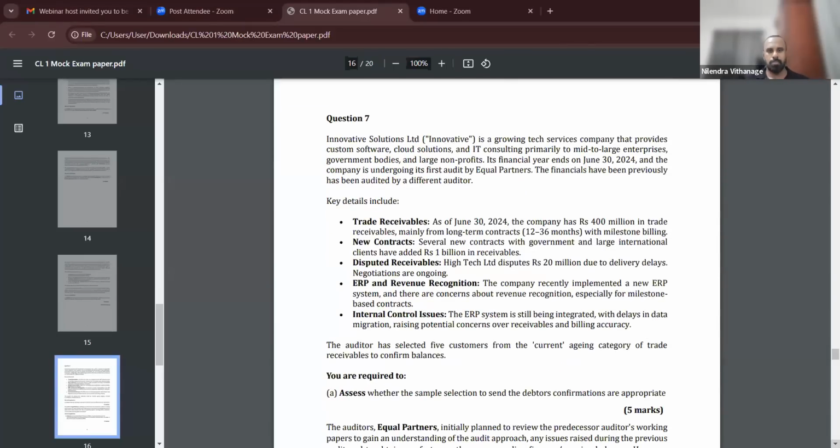Let's look at 7. We need to go quickly. Let's finish within about 5 more minutes. Assess whether the sample selection to send the debtors confirmation is appropriate. Whether the sample selected is appropriate or not.